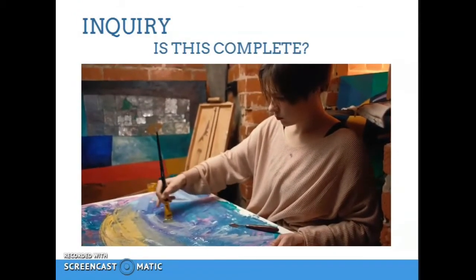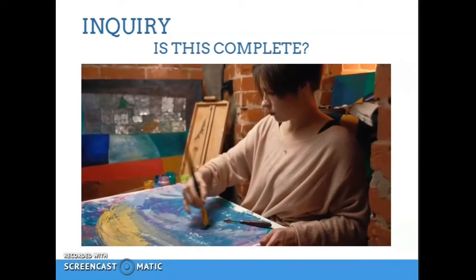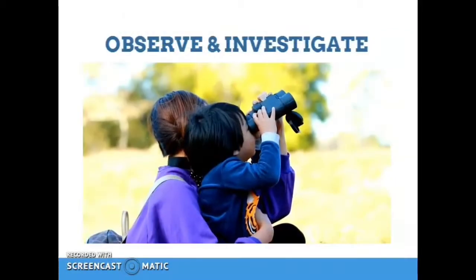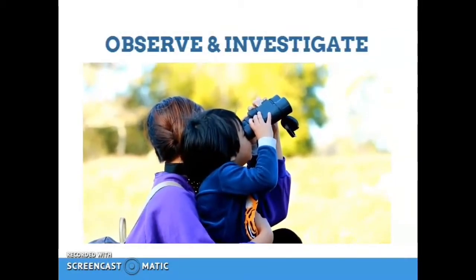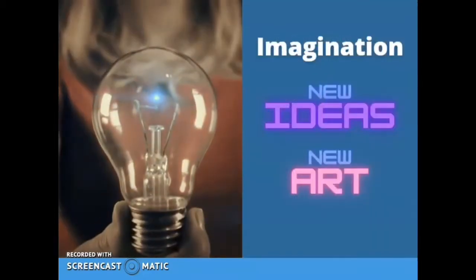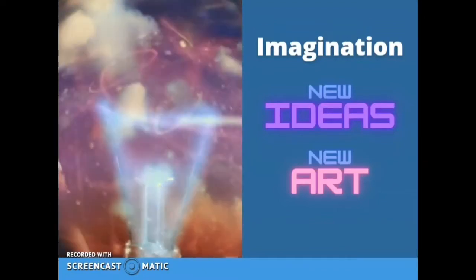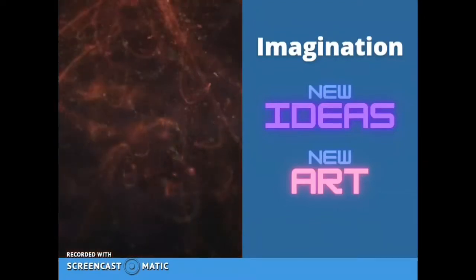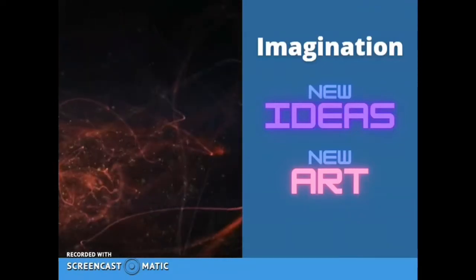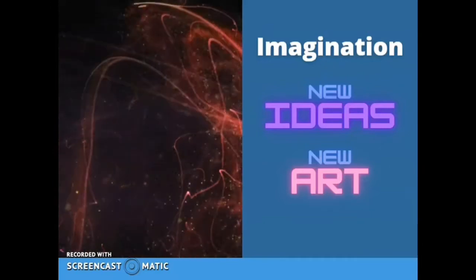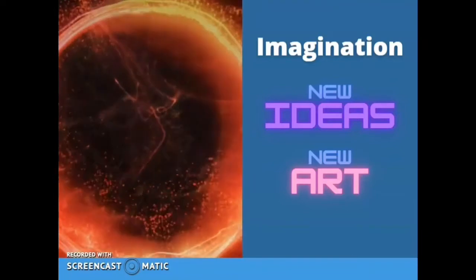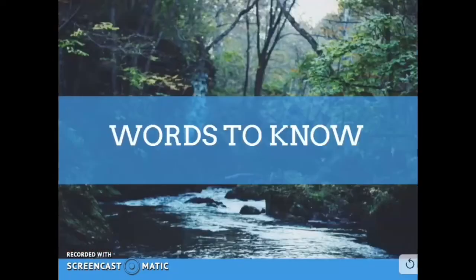They observe and investigate possibilities. Is this work complete? What if I change this? Inquiring artists use their imagination. Observe and investigate. In addition to using their imaginations, artists observe and investigate the world around them. Imagination. Have you ever used your imagination to think of an idea for a new work of art? Just like you, artists use their imaginations to think of ideas. Maybe you have imagined a fantastic future world with flying cars or amazing creatures. Use your imagination to create artwork. This is an important part of forming new ideas.